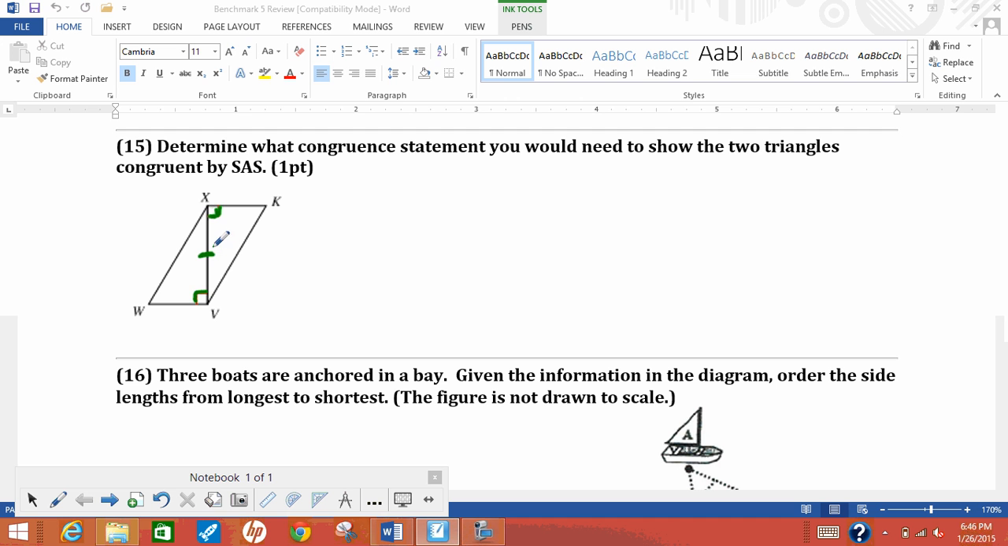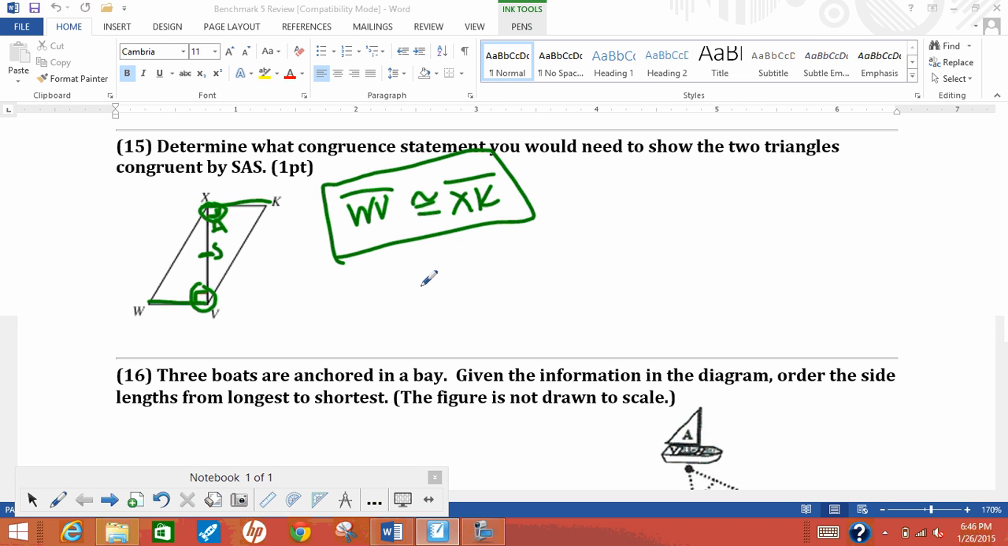Well, right now I have a side and an angle. I need the sides that include the angle. So I would need to know that side or segment WV is congruent to XK. And this is the answer I'm looking for.